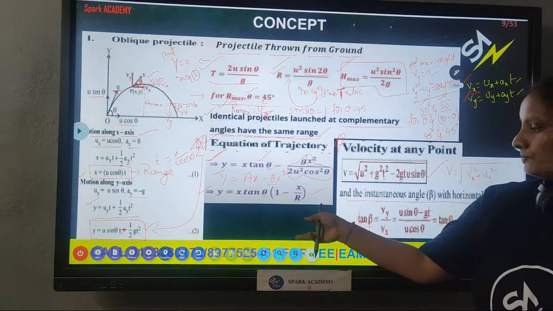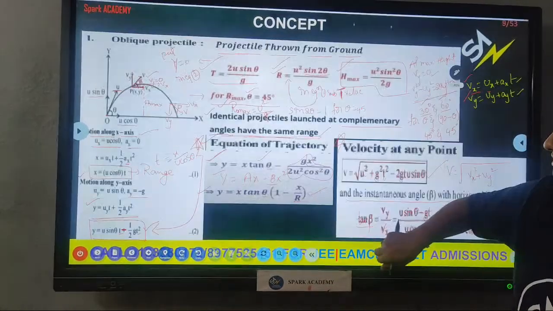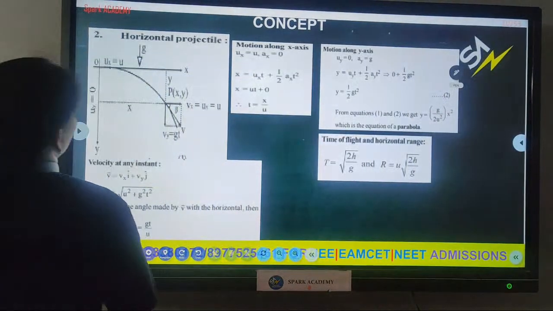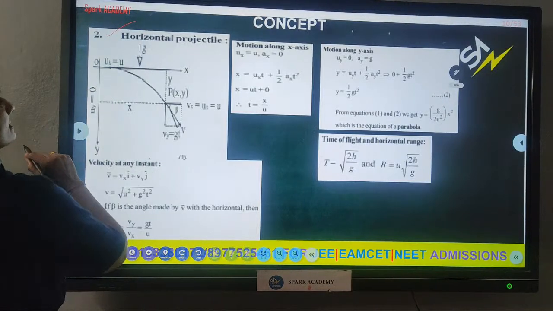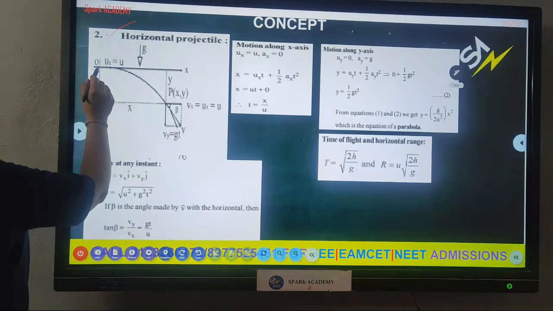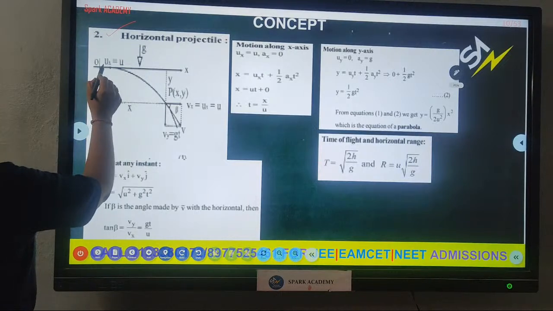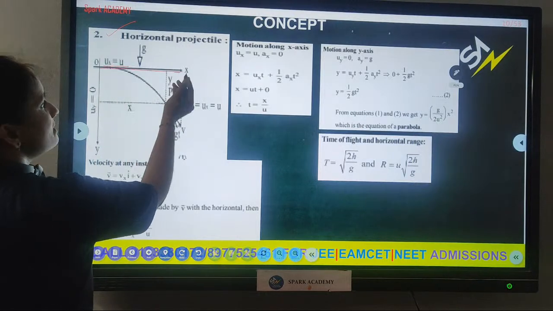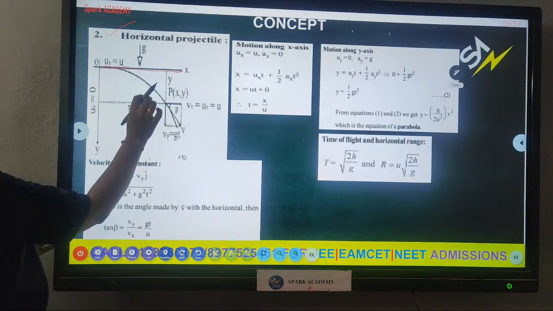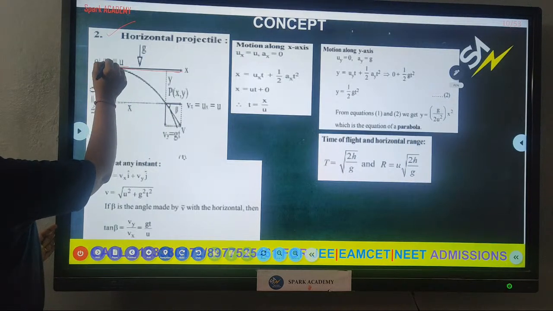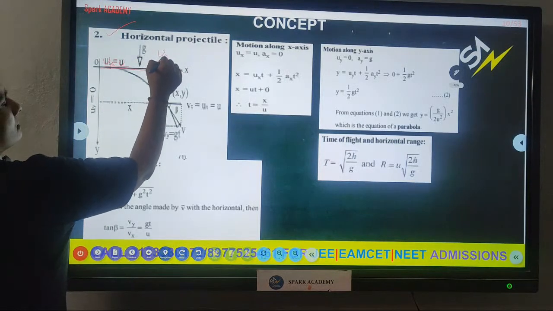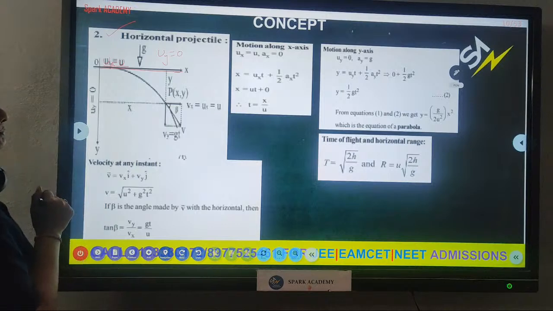So let us go to horizontal projectile. Next type of the projectile is horizontal projectile. Horizontal projectile means from a certain height an object is given a velocity horizontally. So there is velocity in the horizontal direction, so ux is equal to u. There is no uy component. uy is equal to 0.